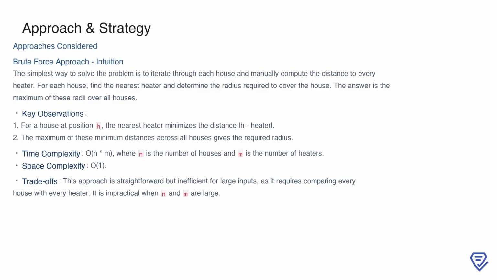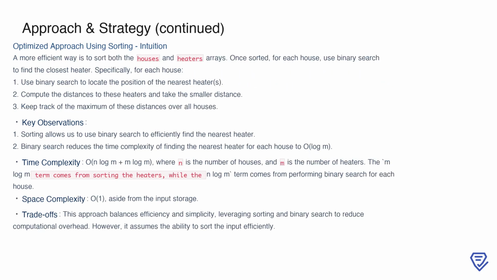However, this approach comes with trade-offs. It has a time complexity of O(n*m), where n is the number of houses and m is the number of heaters, because we're performing a comparison for every house-heater pair. While it's easy to implement, this method becomes highly inefficient when the number of houses or heaters grows significantly. Additionally, it uses constant space, but the computational overhead makes it impractical for larger inputs. This inefficiency prompts us to explore more optimized solutions. To address the inefficiency of the brute force approach, we can optimize by incorporating sorting and binary search.